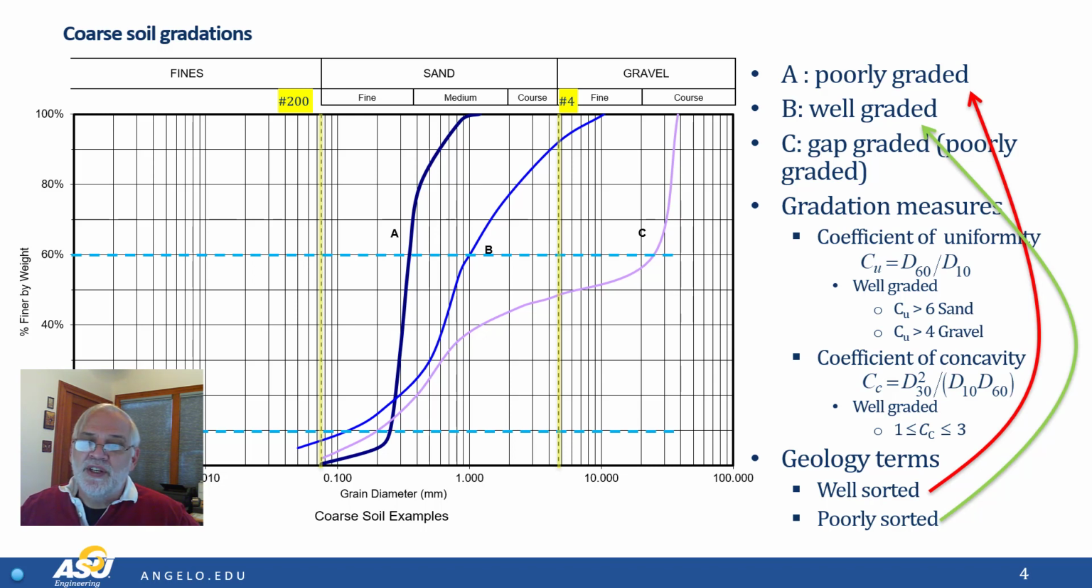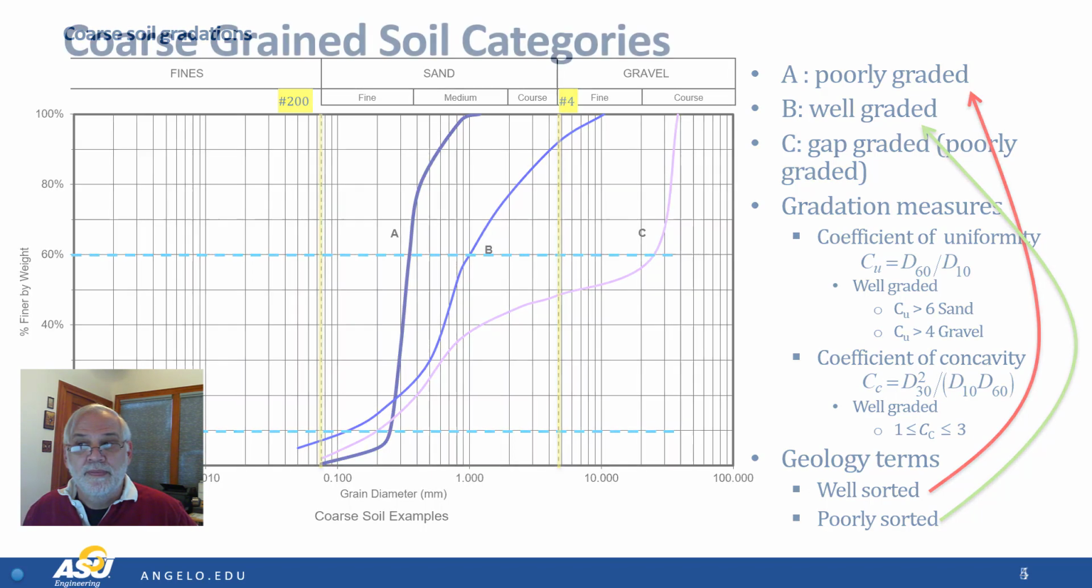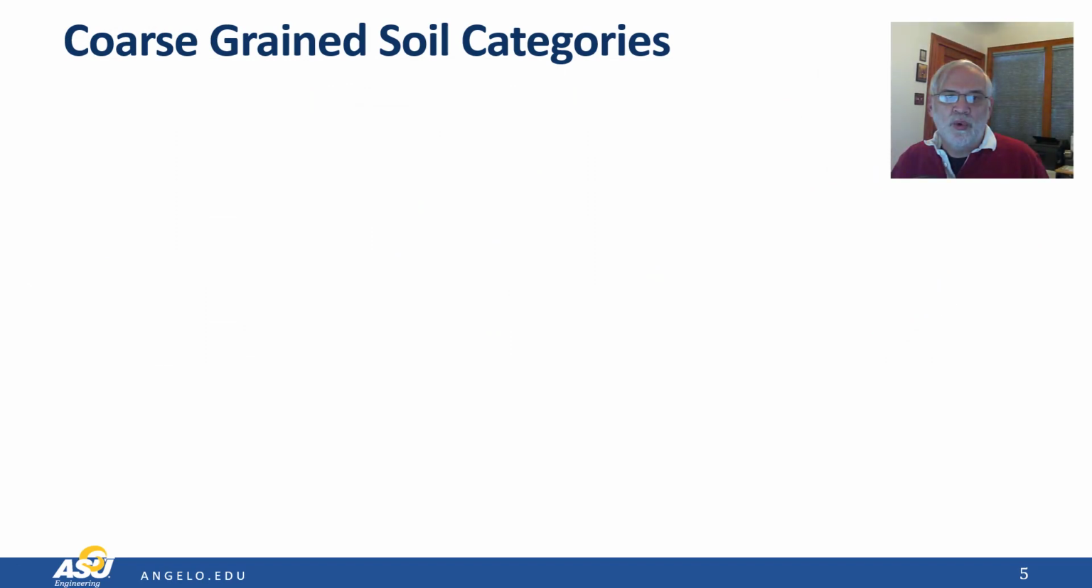It's not that one of these descriptions is right and the other is wrong. It's just that geologists are talking about the process that formed the soils, while engineers are talking about the quality of the soil itself. To understand how coarse soils are classified in the USCS system, it's helpful to think of these soils as being grouped into 3 categories. The first category is what we can call clean sands and gravels.